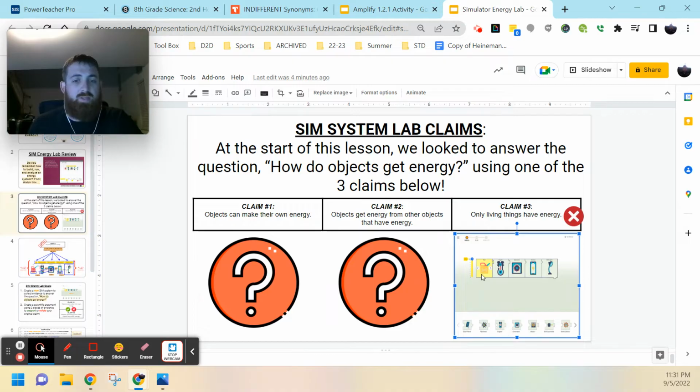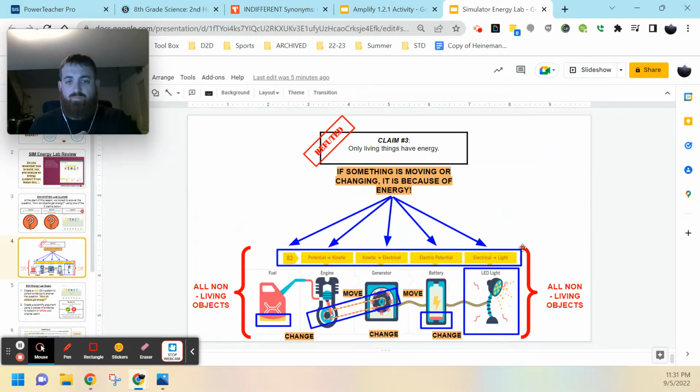As we look to take our system here with our 5 different objects, we hopefully begin to see evidence that this is actually wrong. And there's evidence here to refute that. And today we're going to look at how to use that not only to conduct the lab, but create our argument. So let's take a look.